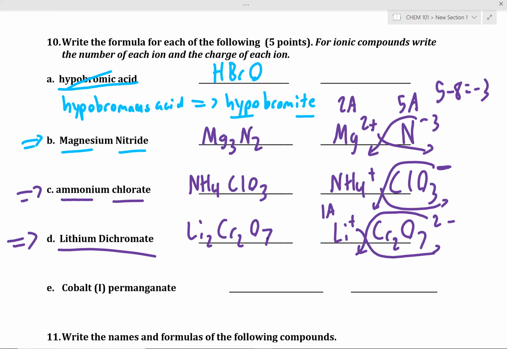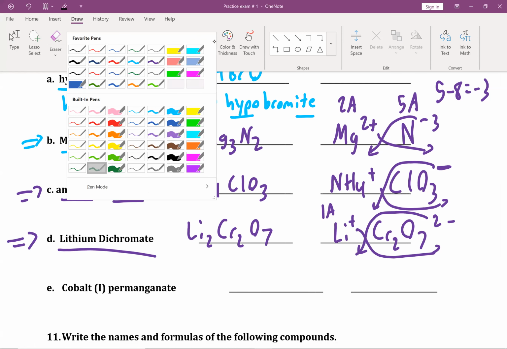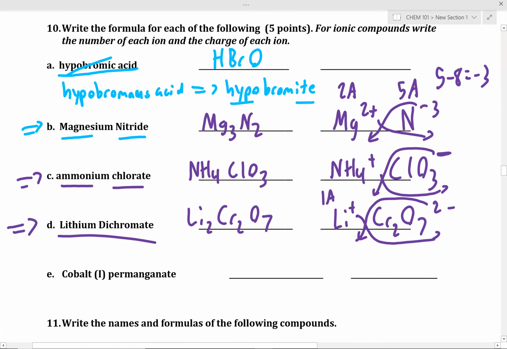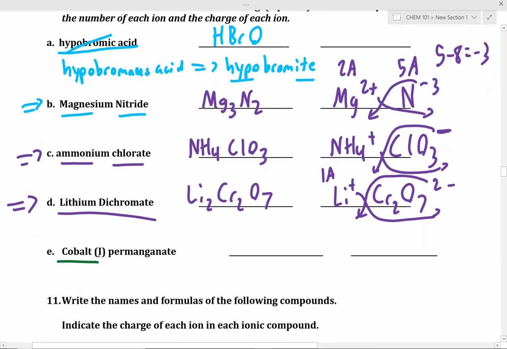Okay, let's continue with more obscure polyatomic ions, but nonetheless, they do pop up. Cobalt(I) permanganate. So this is a transition metal containing ionic compound. How do I know there's a transition metal? Cobalt and the Roman numeral is a dead giveaway. So what's the charge of cobalt? Oh, whoops, one moment. Yep, the charge of cobalt is +1.